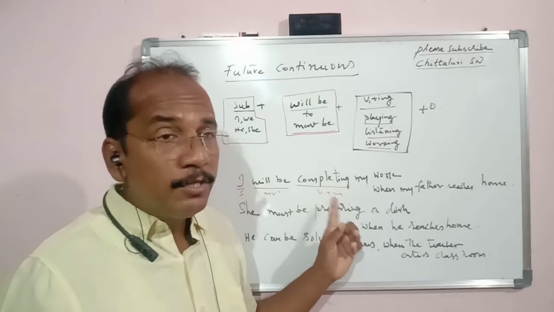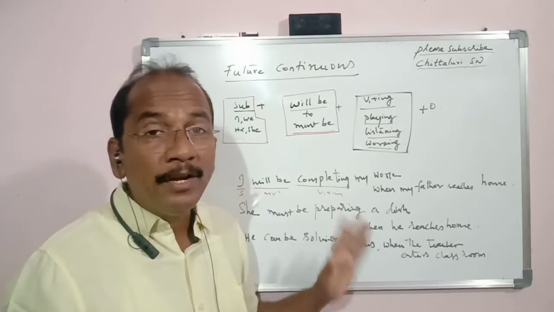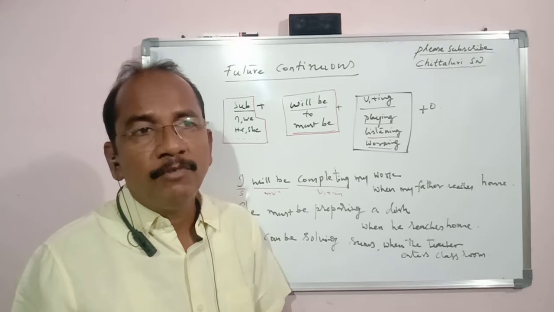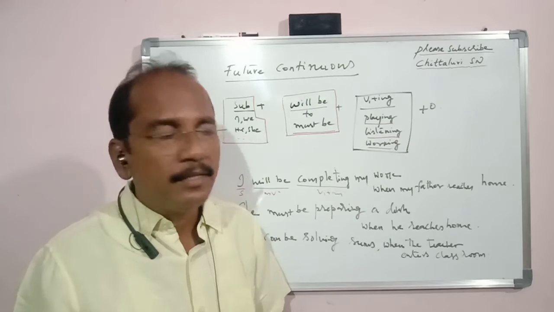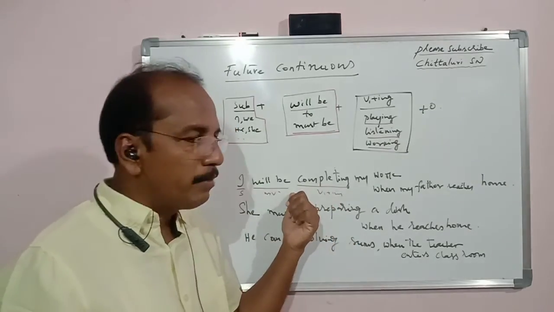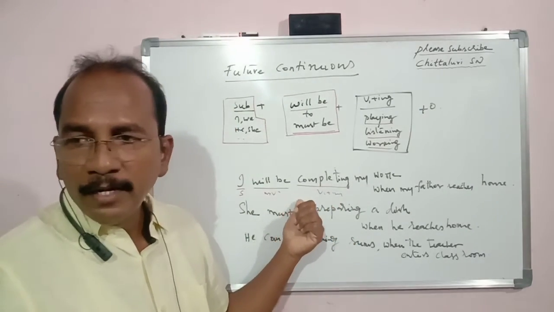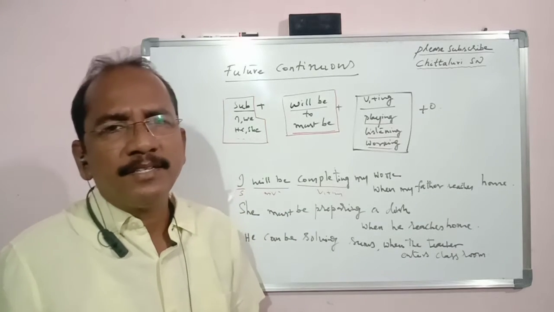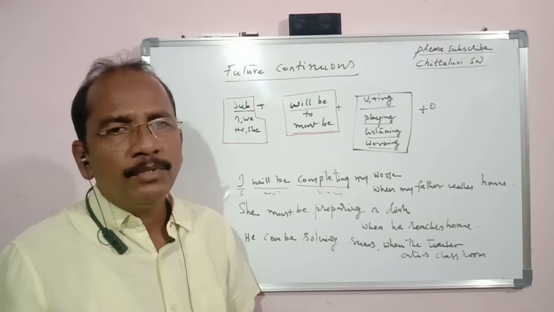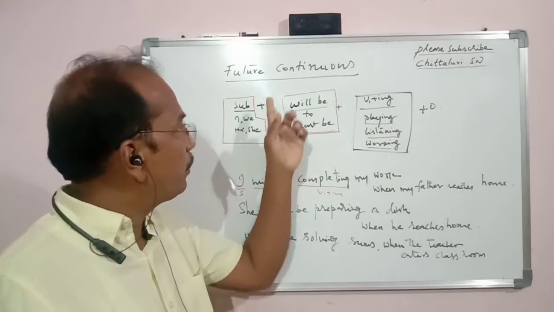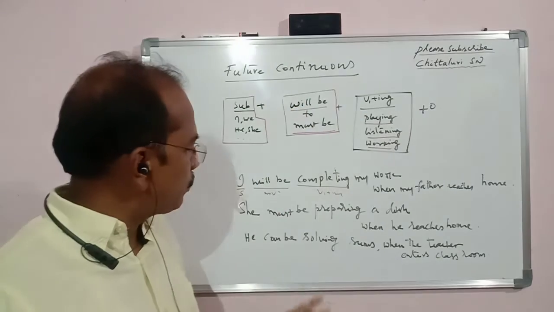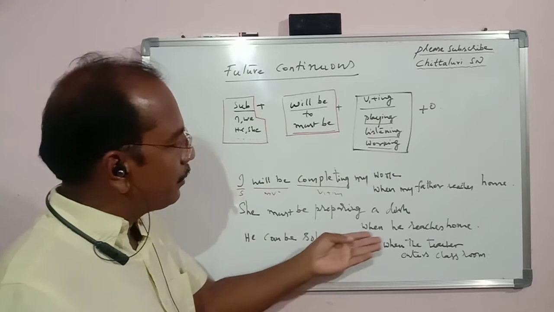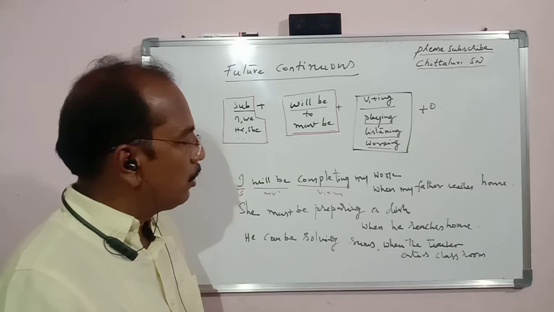That's why it is used to denote an action which will be going on at a certain time in the future. It will be going on for some time in the future. That's why this sentence is said to be in future continuous tense. Meaning the action which will be in progress in the future. To denote such sort of actions, we will use this future continuous tense. Coming to the next example, she must be preparing a dish when he reaches home.